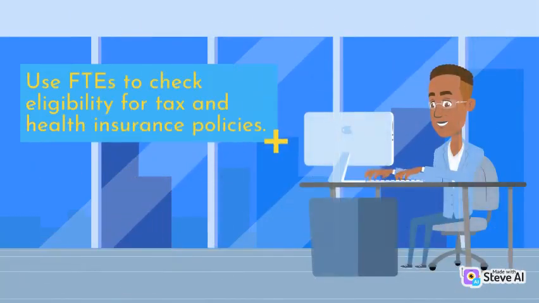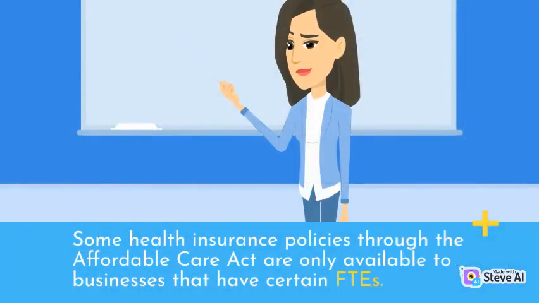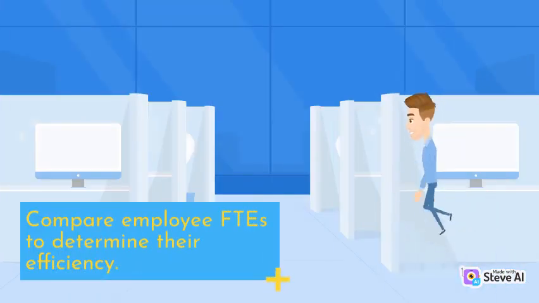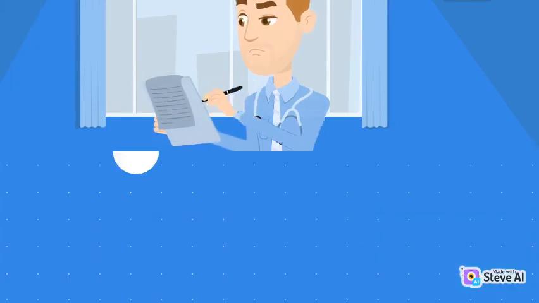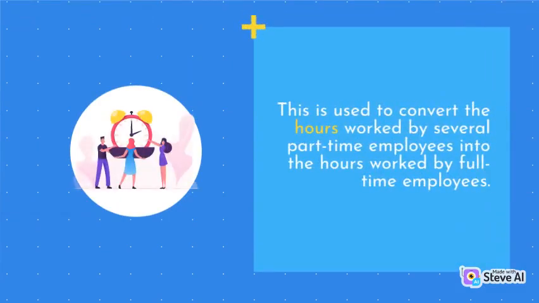Use FTEs to check eligibility for tax and health insurance policies. Some health insurance policies through the Affordable Care Act are only available to businesses that have certain FTEs. Compare employee FTEs to determine their efficiency. Check FTEs to see how many employees you need for a project. This is used to convert the hours worked by several part-time employees into the hours worked by full-time employees.